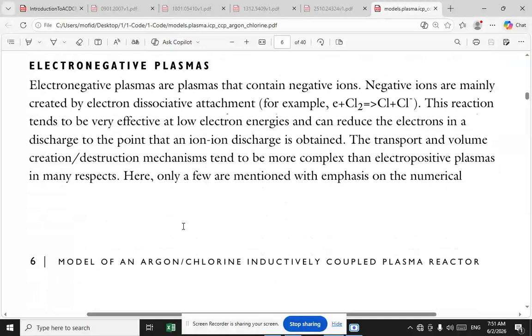Electronegative plasmas. Electronegative plasmas are plasmas that contain negative ions. Negative ions are mainly created by electron dissociative attachment.